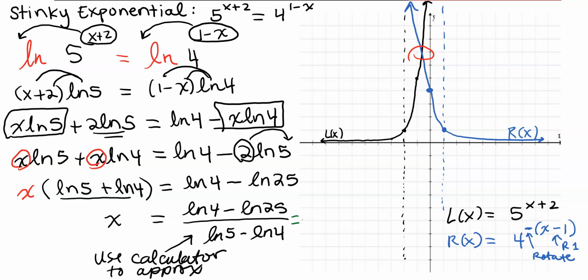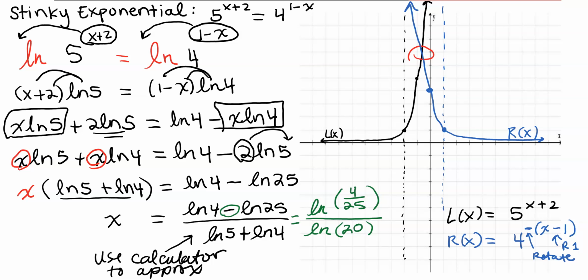Condense that into one log. The property of logs says when I have subtraction of two logs, that becomes division, so log of 4 over 25 divided by ln of, oops, that was a plus, wasn't it? That was plus ln of 4. So here, when you have addition, it becomes multiplication, so that would be 5 times 4, and that is 20.